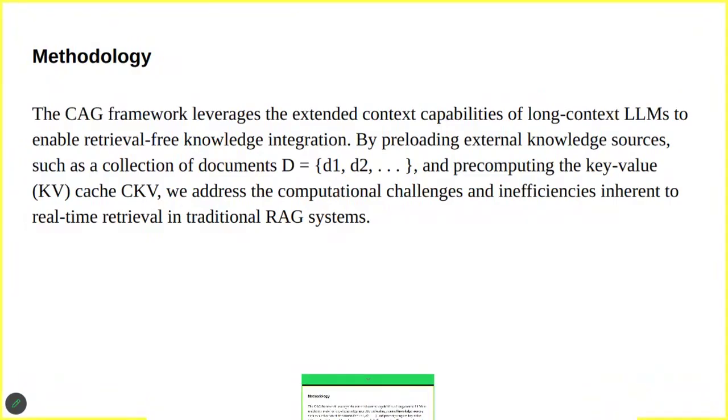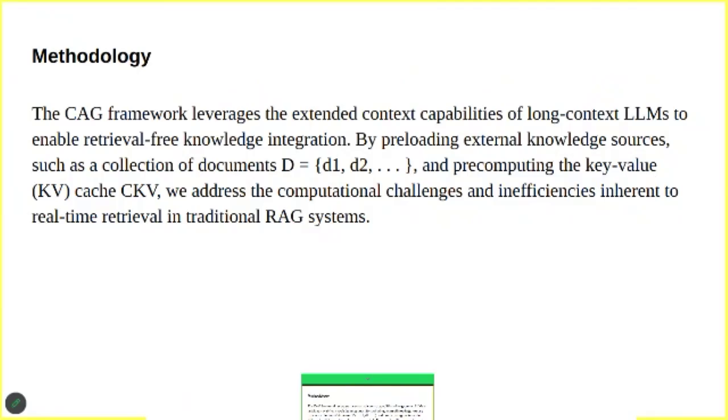So the CAG framework leverages the extended context capabilities of long context LLMs to enable retrieval-free knowledge integration. Now, by preloading external knowledge sources, such as a collection of documents, D equals D1, D2. So D1 and D2 are the documents. So this is the input. D is a list of documents: D1, D2, and it goes on in sequence.